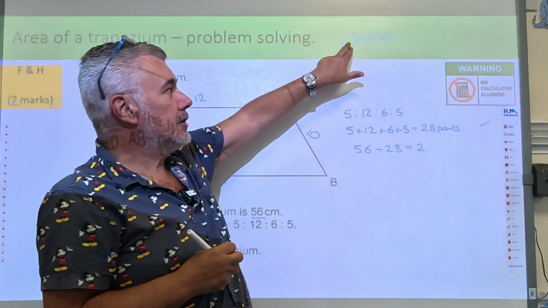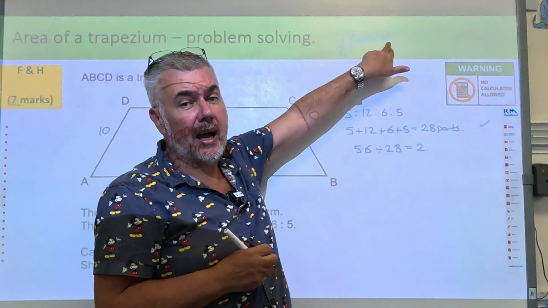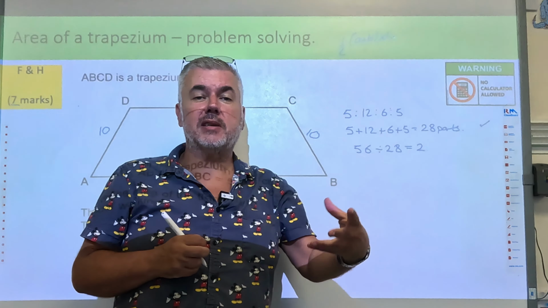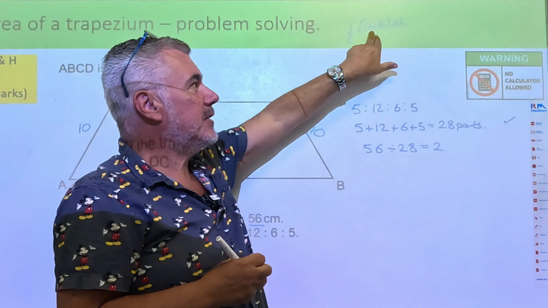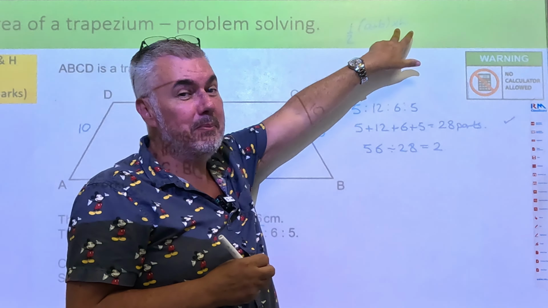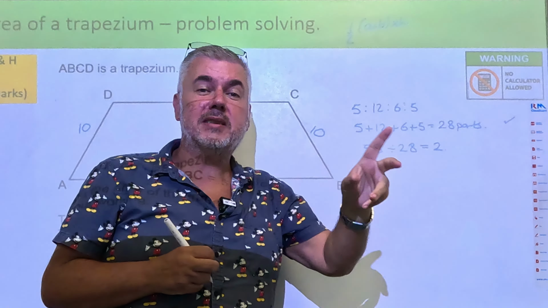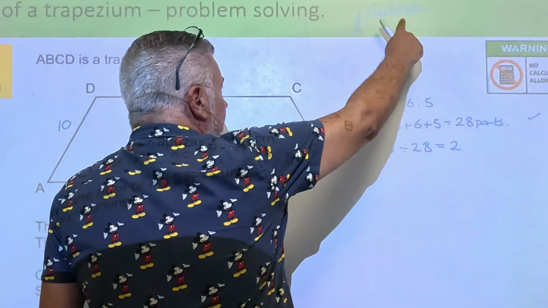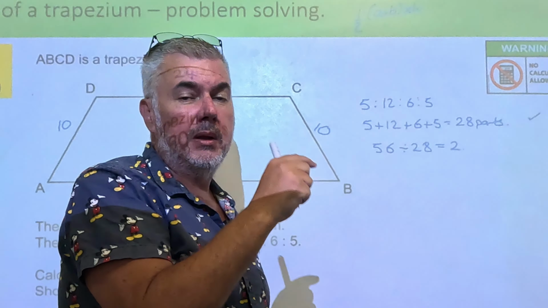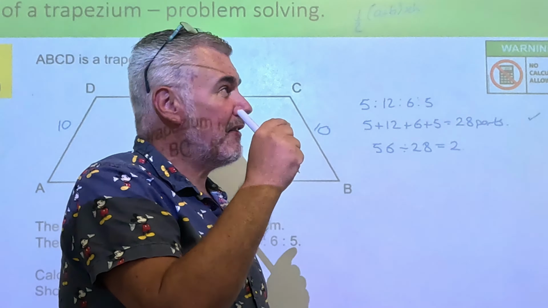It's half the sum of the parallel sides times the height between them. That is how to calculate the area of a trapezium. Or half the sum of the parallel sides times the height between them. That is how to calculate the area of a trapezium.